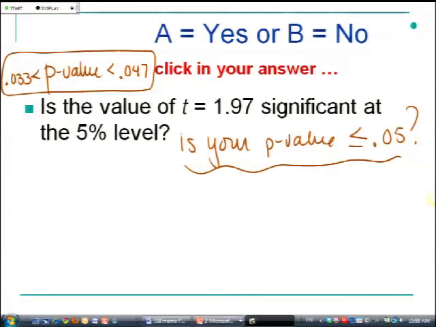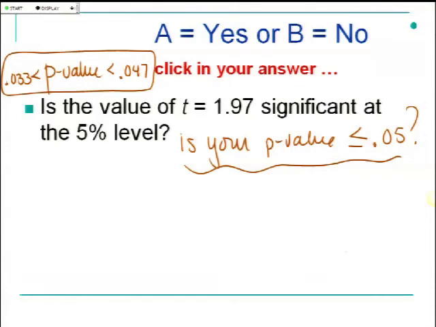Can we even make the decision if it were 1%? What if your alpha were 1%? Would you be significant at a 1% level? Yes or no?